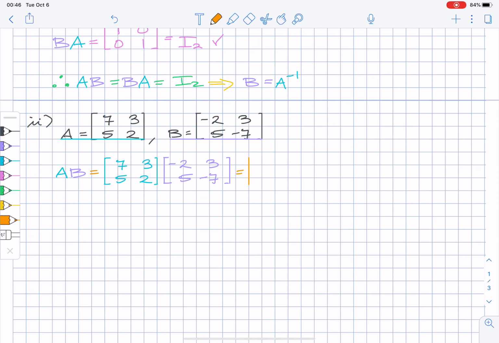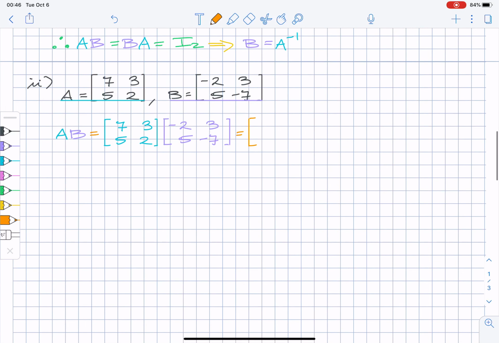So without further ado, I'll stop showing explicit, well, maybe I'll show it just for this one. So 7 and 5 times -2, plus 3 and 2 times 5 and 5. Then we have 7 and 5 once again, times 3 and 3. And then we have plus 3 and 2 times -7 and -7.